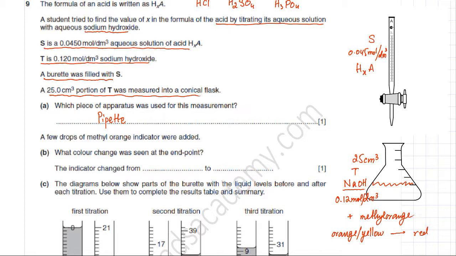So the color change would be from orange yellow to red. So that would be the color change for methyl orange.